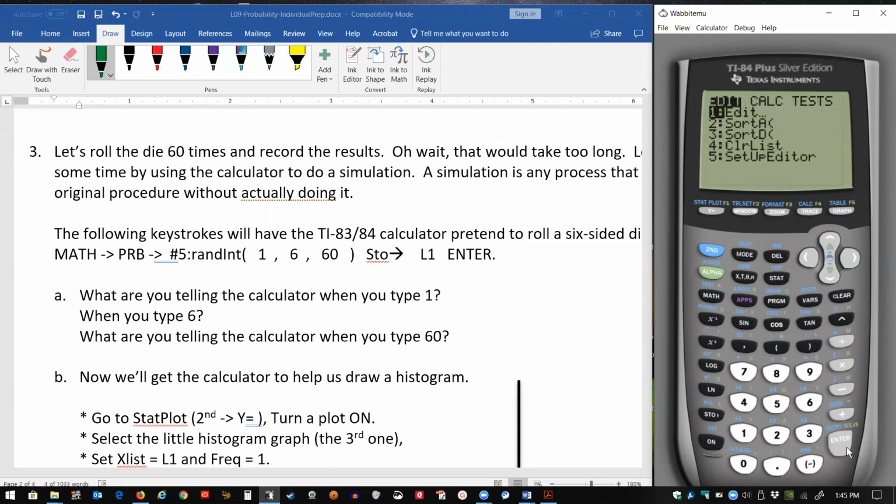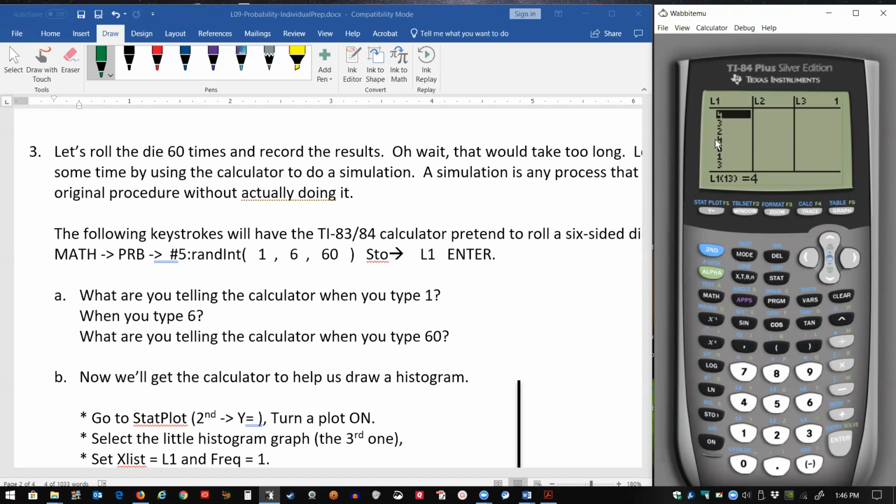But if I go to my stat edit screen, notice my list 1 is filled with those 60 numbers. Okay, so I could go all the way down to 60 right down here. Awesome. So a lot of numbers. And now I could build a histogram with my calculator to see the frequency of all of these happening. We haven't shown you how to build a histogram with your calculator yet, so let me show you the ins and outs of doing that.